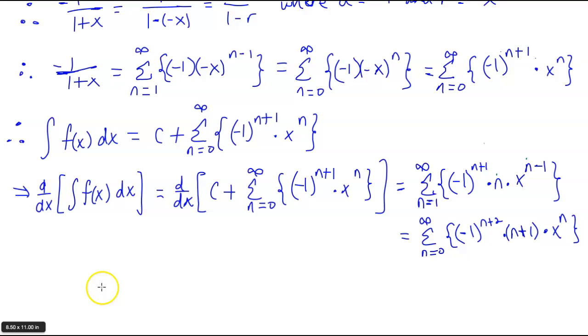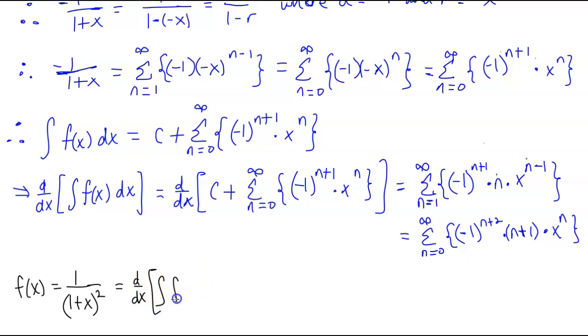All right, so at this point, what we know here is that the original function that we were dealing with, f of x, which is 1 divided by (1 plus x) quantity squared, we know that we could express as the derivative of the antiderivative of the function. And of course, we found out that this could be expressed in this power series form.